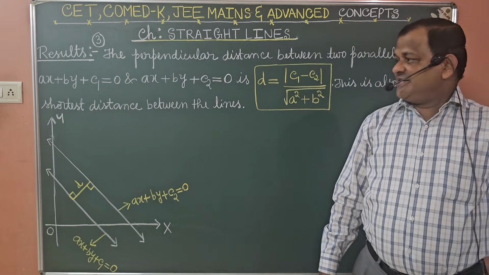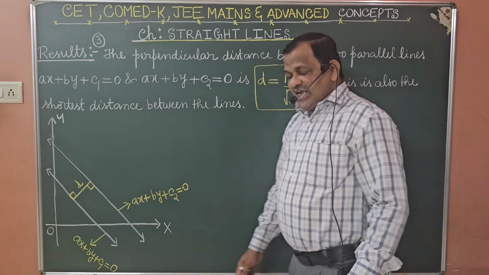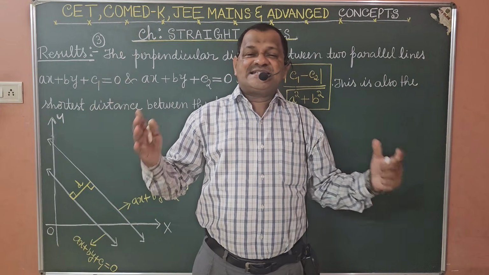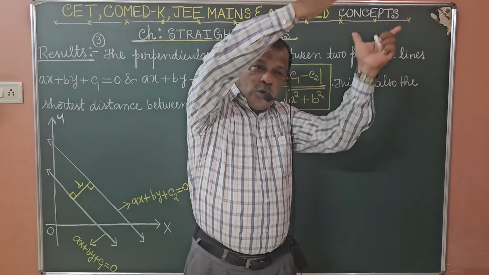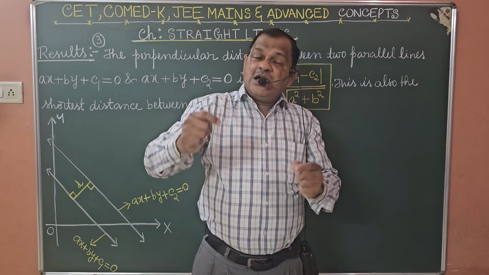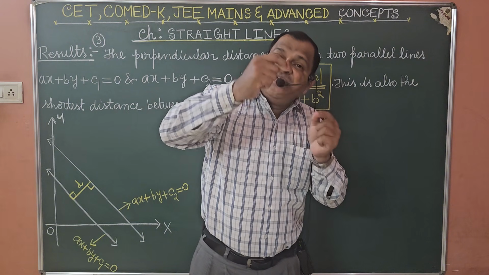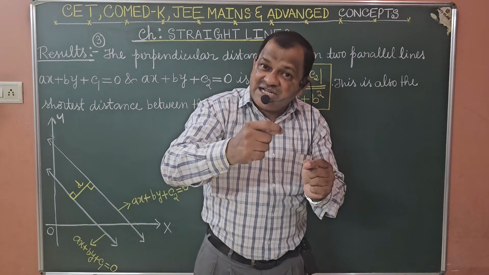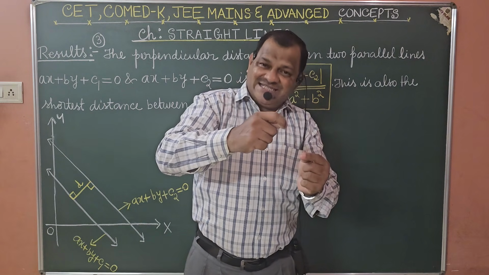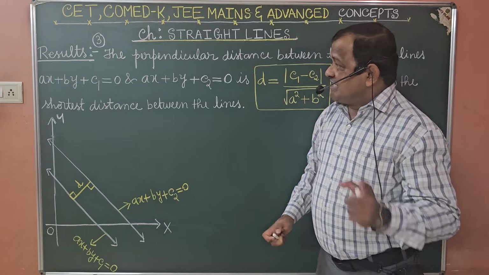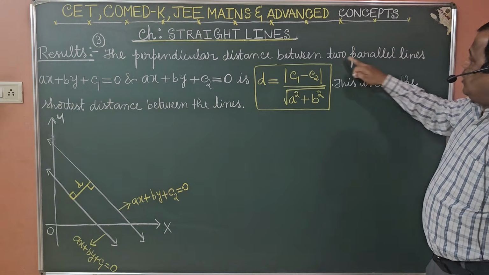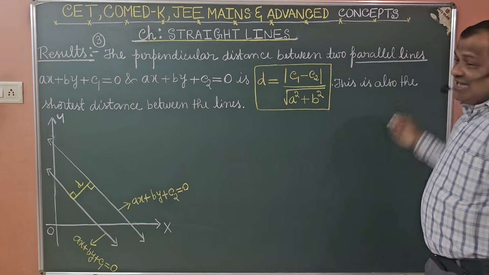So dear students, here is the third result. Suppose in the plane, or we say Cartesian coordinate system, there are two parallel lines drawn. Then what is the shortest distance between them? It is nothing but the perpendicular distance between the two lines. Therefore, I have written a result: the perpendicular distance between two parallel lines.